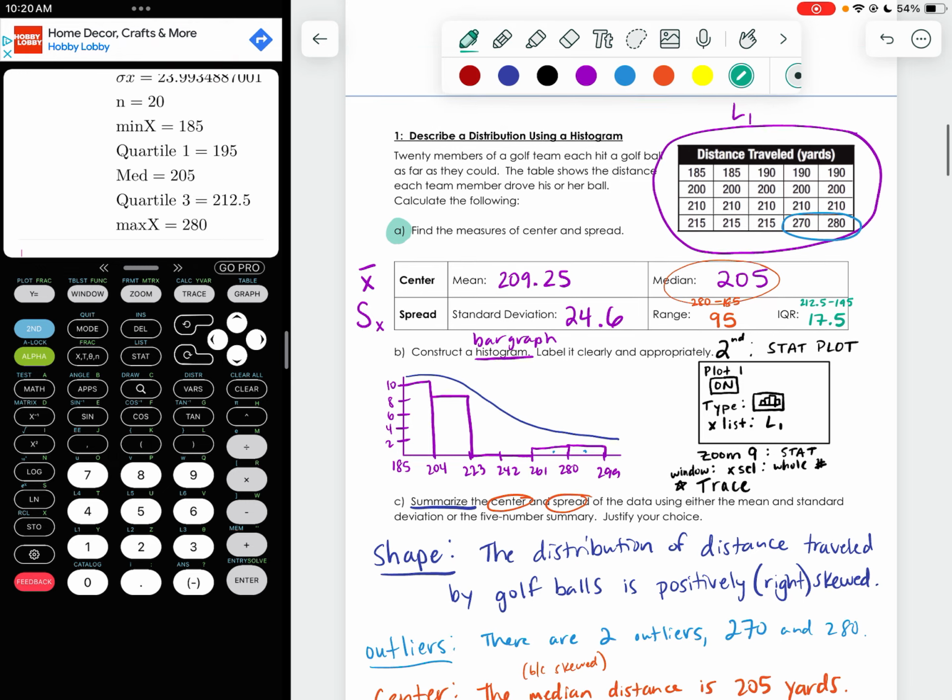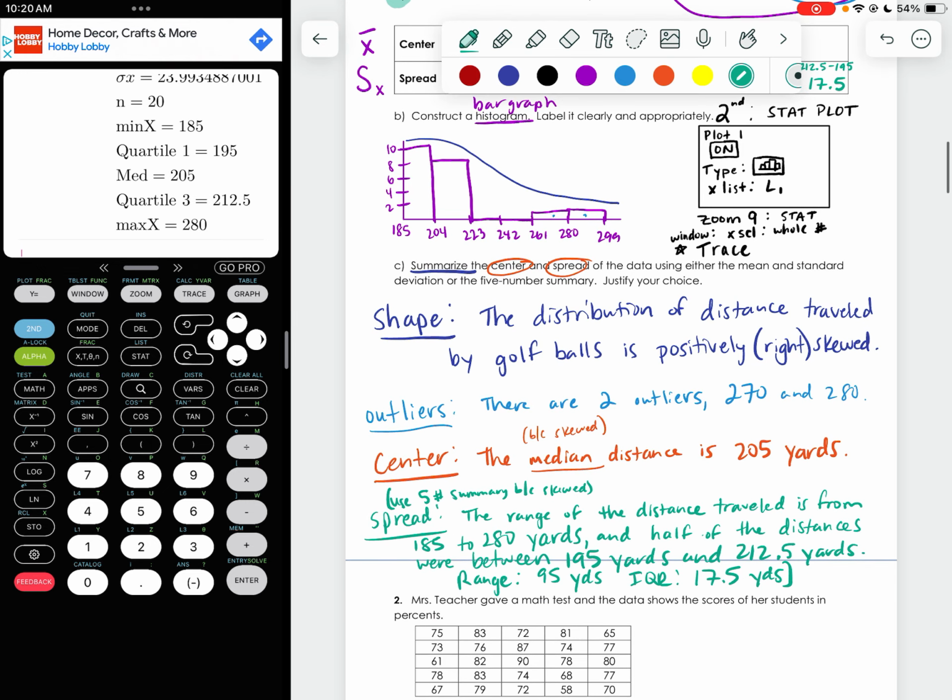Okay, so practice using your calculator and writing the summaries. We're going to do more of this tomorrow, but you have to have that first intro to it.